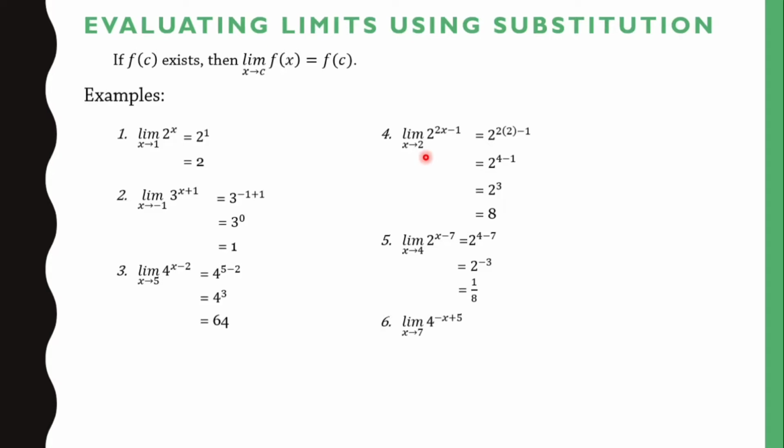Next, we have the limit of 4 raised to negative x plus 5 as x approaches 7. Again, we substitute x with 7. So that's 4 raised to negative 7 plus 5, or that is 4 raised to negative 2. Again, using the laws of exponents, 4 raised to negative 2 is just the same as 1 over 4 squared, or that is 1 over 16.